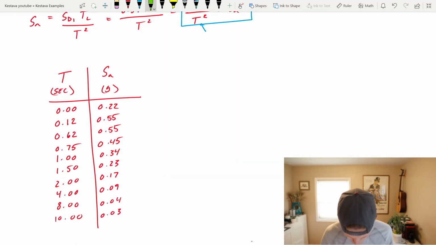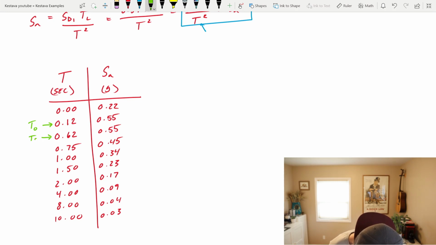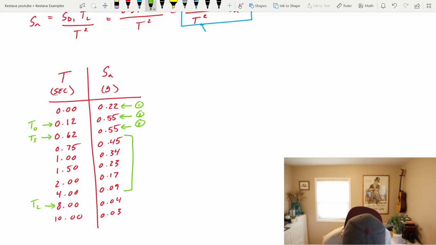Now, I want to point out a couple things for us. This is T sub naught. This is T sub S. This is T sub L. For this value, we used equation 1. For these 2 values, we used equation 2. For these values, we used equation 3. And then for these values, we used equation 4. That's how everything was broken up.